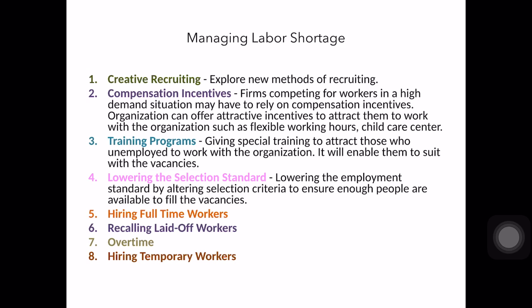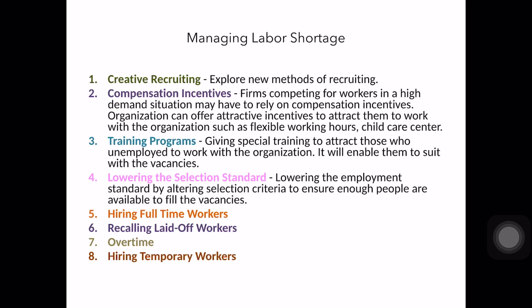Nombor 8 adalah hiring temporary workers ataupun you ambil part time. Contoh macam convenience store macam 7-Eleven apa semua kan. Selalu akan ada temporary worker ataupun part timer. Untuk pastikan 7-Eleven tu 24 hours operated. Kalau 7-Eleven tak operated 24 hours, kita tak bagi 7-Eleven lah, betul tak? So itu kita katakan dengan how to manage labor shortage.